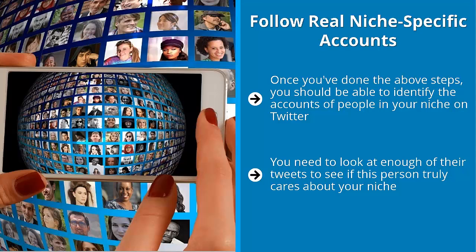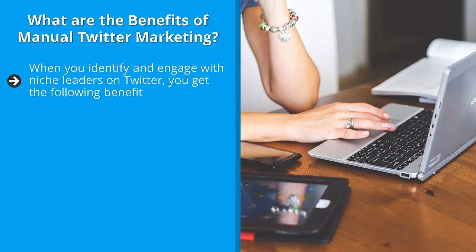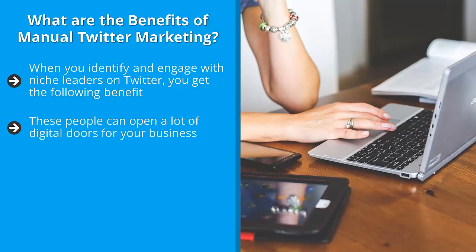Follow real niche leaders. What are the benefits of manual Twitter marketing? When you identify and engage with niche leaders on Twitter, you get the following benefit. First of all, you get niche-specific hashtags. Second, you get a chance to get on the radar with people who are really experts or authorities in your niche. These people can open a lot of digital doors for your business.